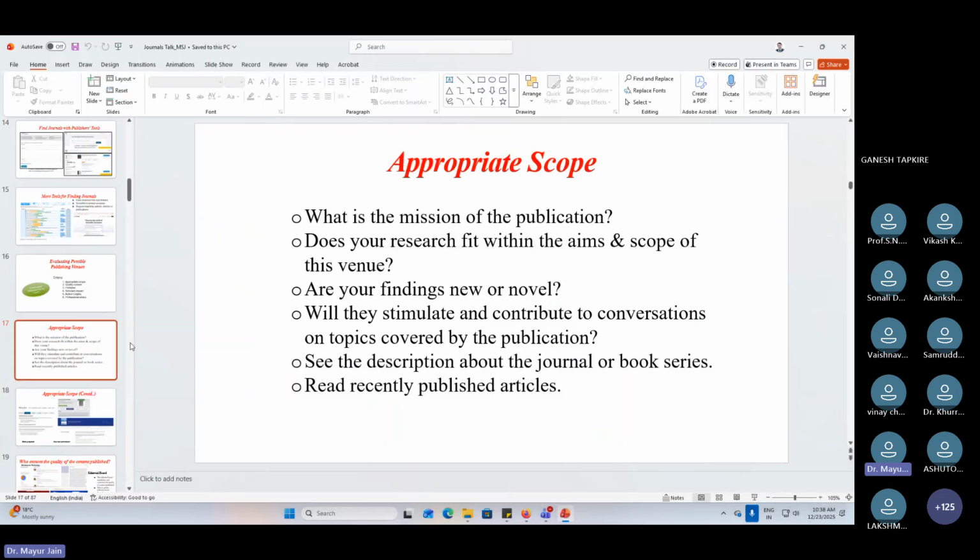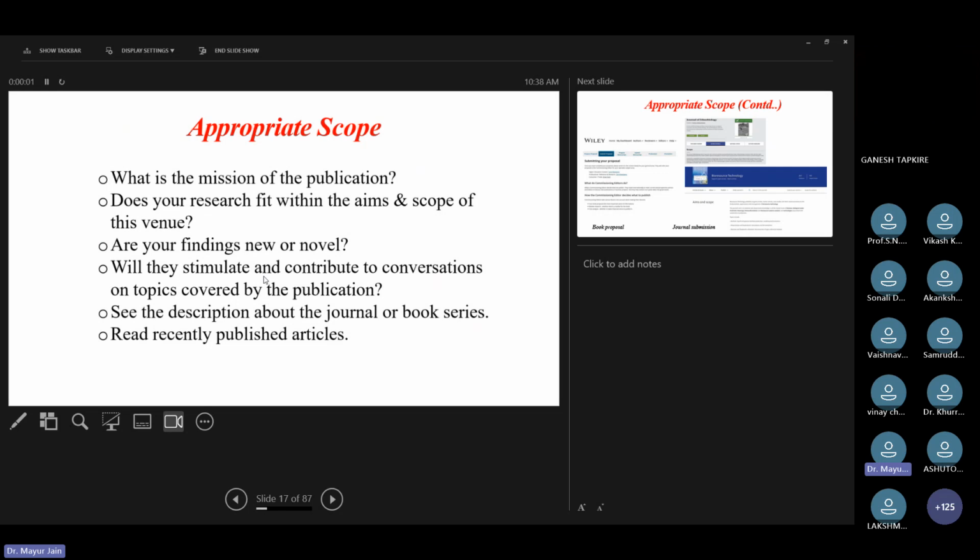Okay, so this is what I was talking about, the appropriate scope and all that: whether your findings are new or novel, and will they stimulate and contribute to the conversation on topics covered by the publication? See the description about the journal or book series. Read recently published articles. Again, very important. Many journals have recently published articles which can be easily visible to everyone, right? So you can always see what kind of work is going on, and based on that, you can direct your work a little bit towards that domain or that angle, right?